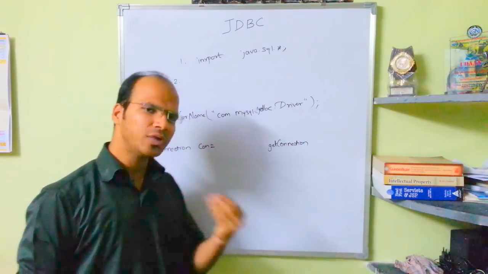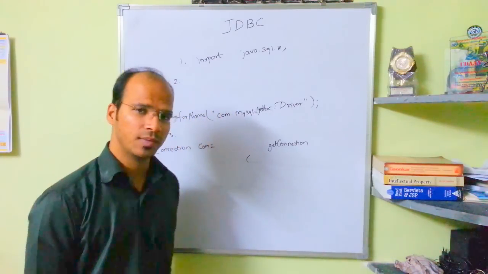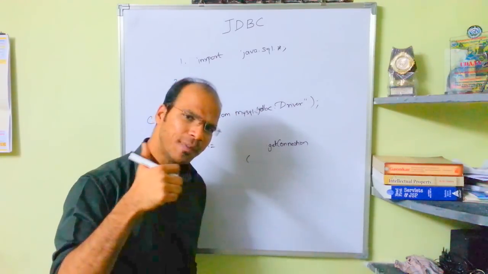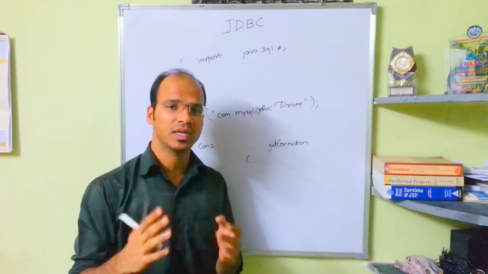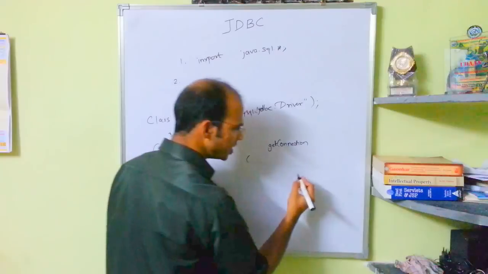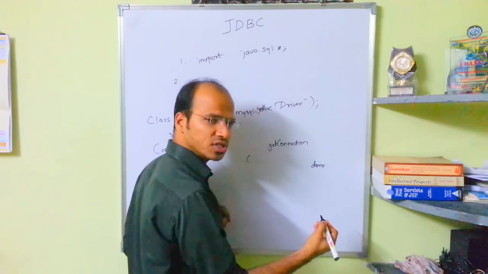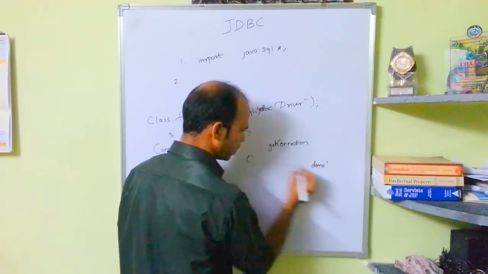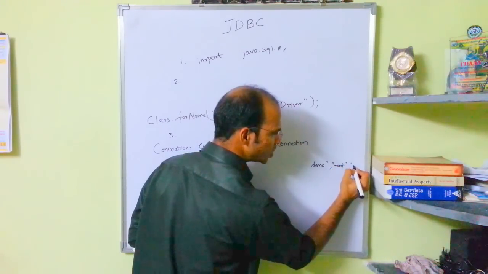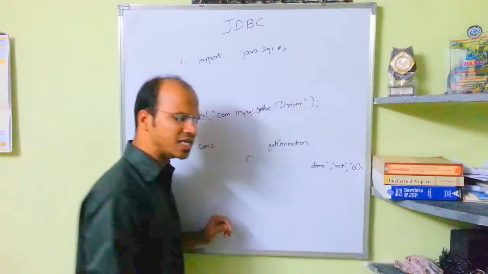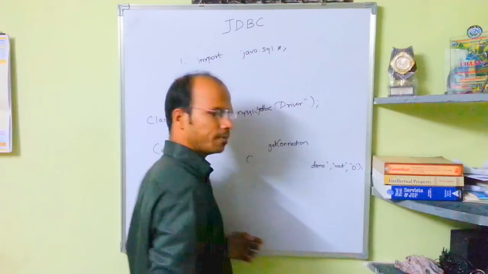Now the question arises, where to connect? We have to pass 3 parameters. Again, we have brackets here. The first parameter is the database name. The second parameter is the username, and the third parameter is the password. So your database name, let's suppose, in practical I have used my database name as demo. My username is root, and my password is 0. So for MySQL, I have used my password as 0. This is root as a username, and this is my database name.